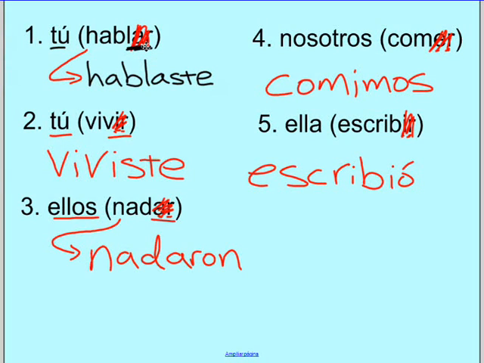We have tú hablaste, you spoke. Tú viviste, you lived. Ellos nadaron, they swam. Nosotros comimos, we ate. And ella escribió, she wrote.